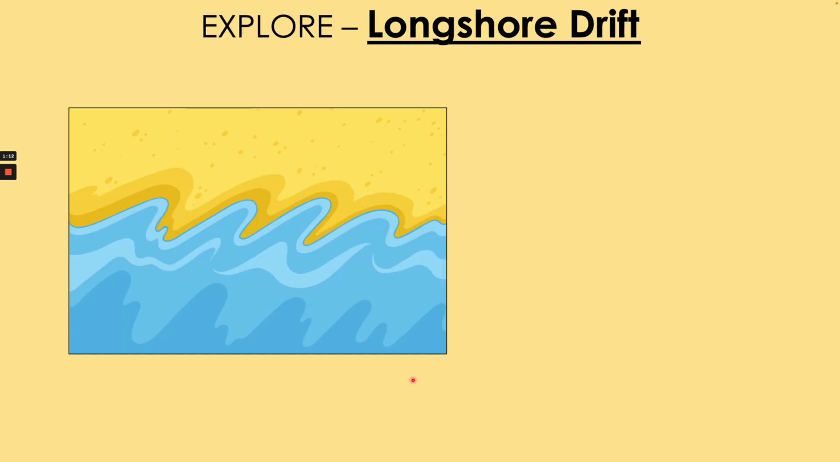First, in order to understand the landforms created by deposition, you need to understand a fundamental process of transportation that happens along the coast, longshore drift. You may have heard of it. Here's what it is. Longshore drift is simply the movement of sediment along a coastline by waves that are approaching the coast at an angle rather than perpendicular, 90 degrees.